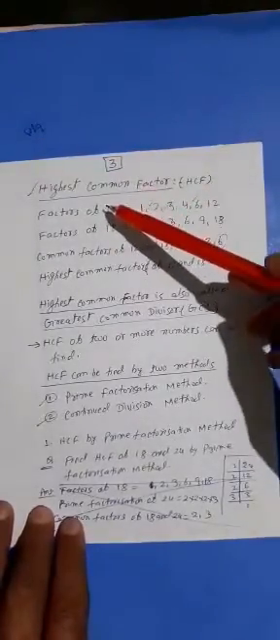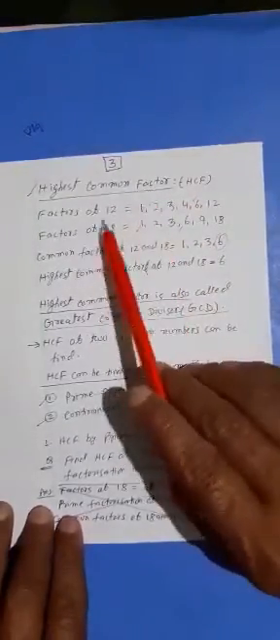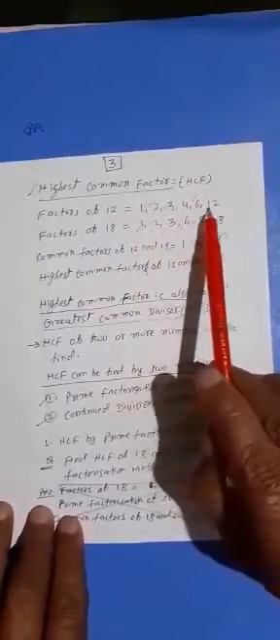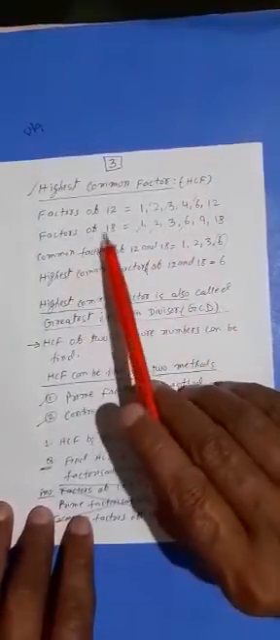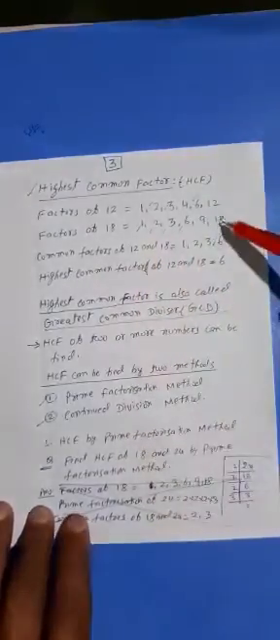This is a question: find the highest common factor of 12 and 18. How shall we solve it? First we shall write the factors of 12: 1, 2, 3, 4, 6 and 12. Then the factors of 18: 1, 2, 3, 6, 9 and 18.